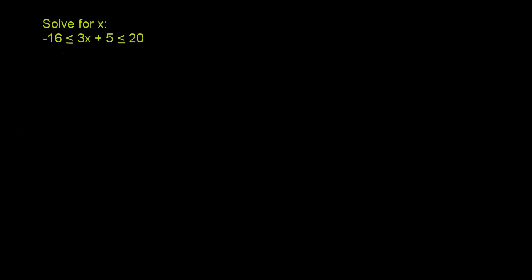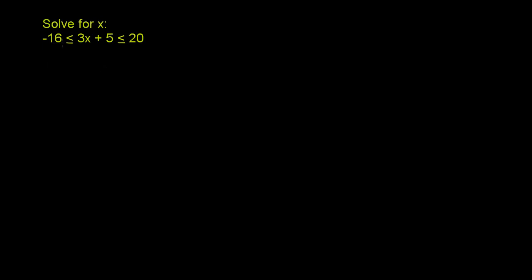We're asked to solve for x. And we have this compound inequality here. Negative 16 is less than or equal to 3x plus 5, which is less than or equal to 20. And really, there's two ways to approach it, which are really the same way. And I'll do both of them. And I'll actually do both of them simultaneously.